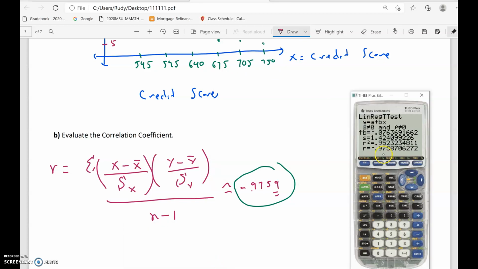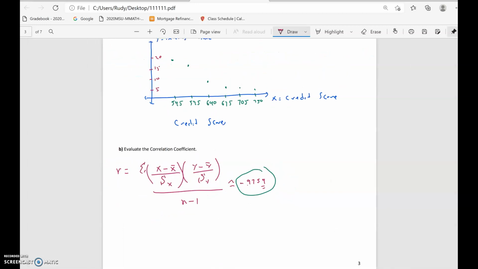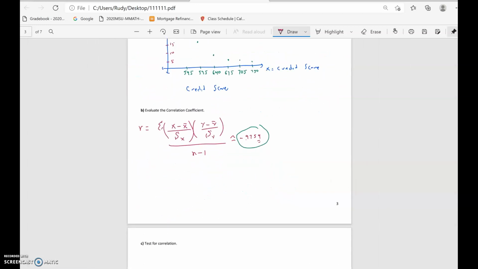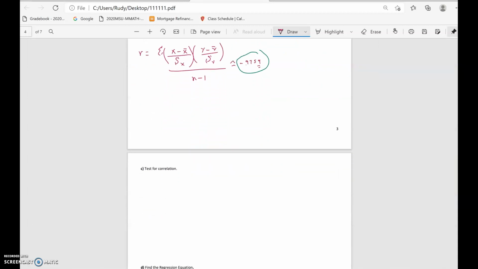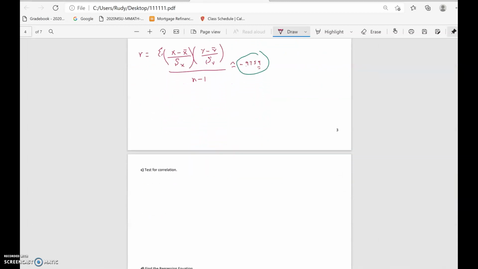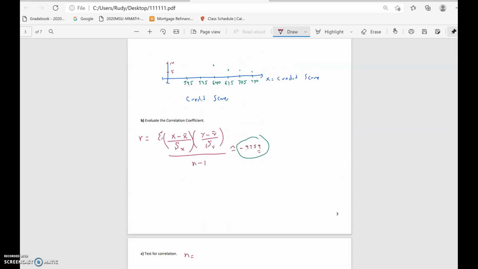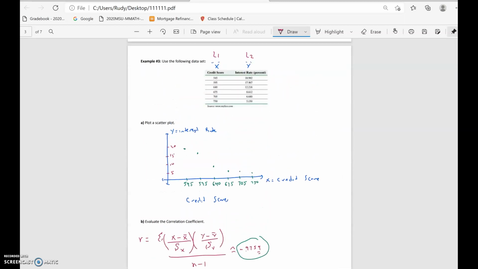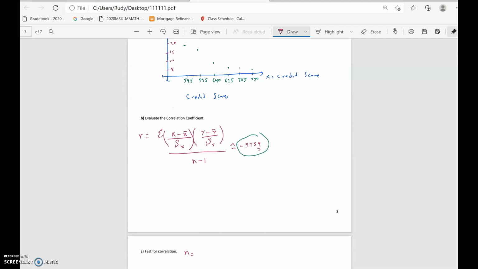So negative 97.59 to 4 decimal places. That is pretty much it for this one. Let's move on to technically C. They want us to test for correlation. The value of n is how many coordinate points we have. So in this case, we have 1, 2, 3, 4, 5, 6.